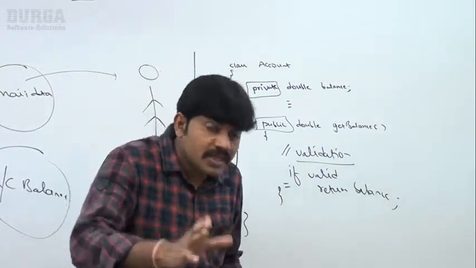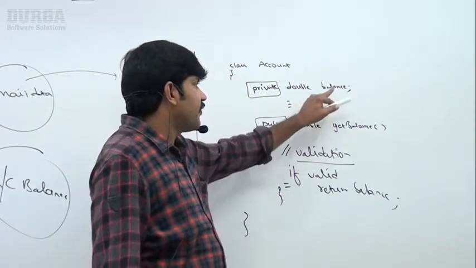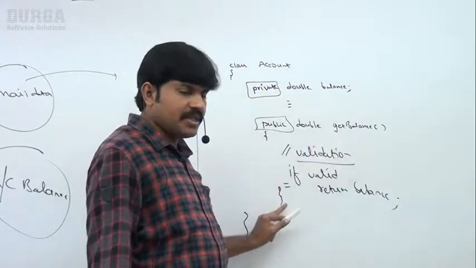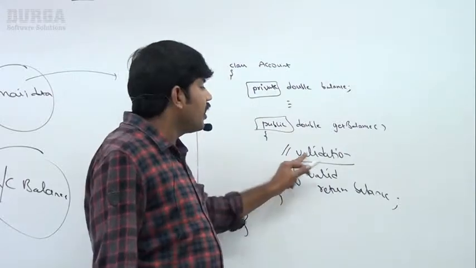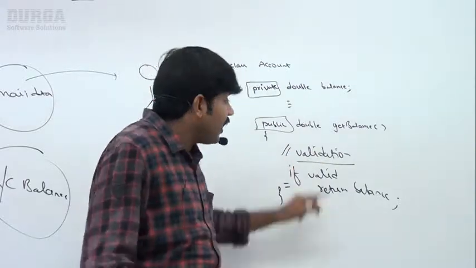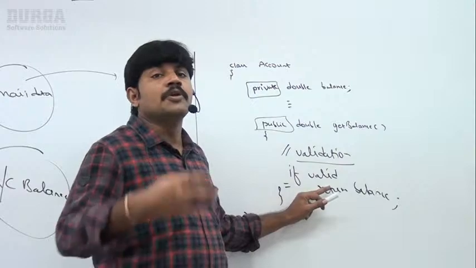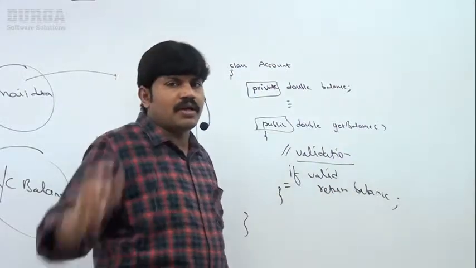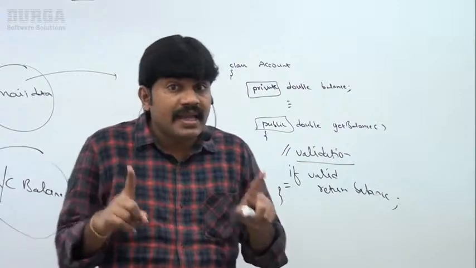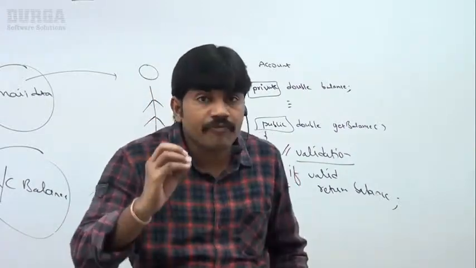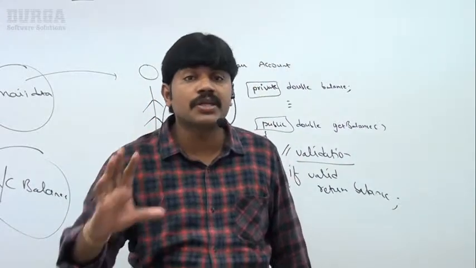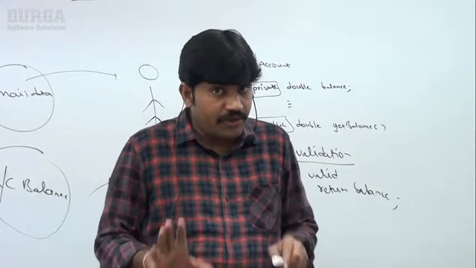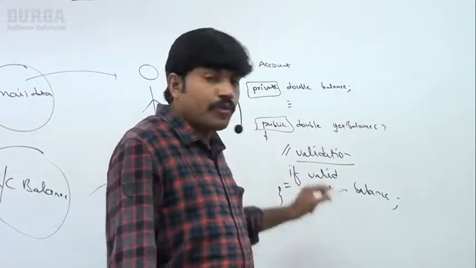So an outside person should not access our data directly. Compulsorily he has to call a method. Within that method, we have to perform validation. If validation succeeds, then only can we provide our data. This type of beautiful concept is nothing but data hiding. One of the very important features of object-oriented programming, even for our certification also. For the certification, a very important terminology.